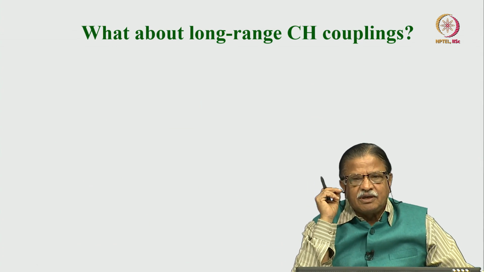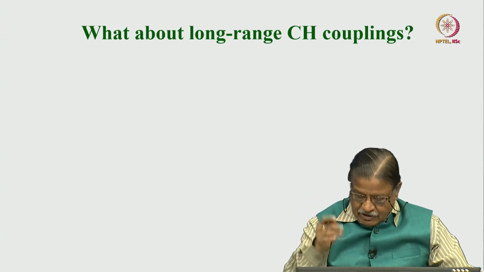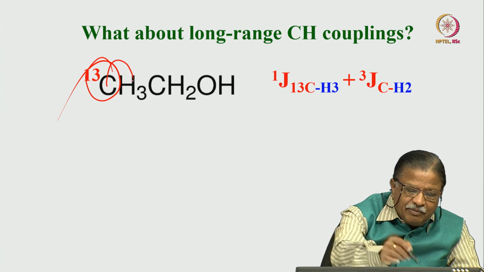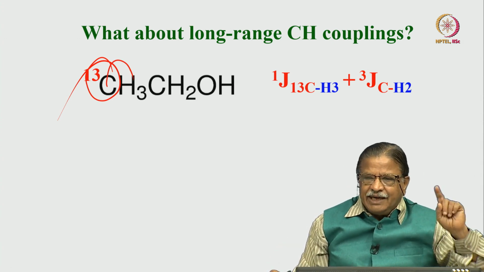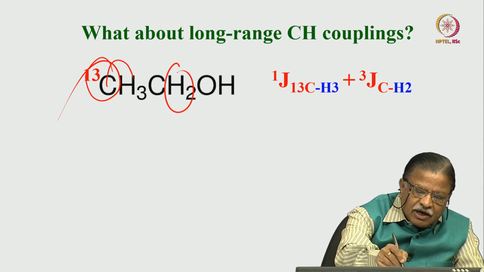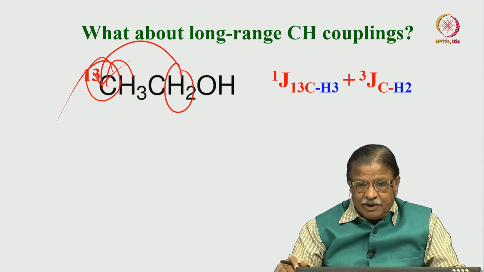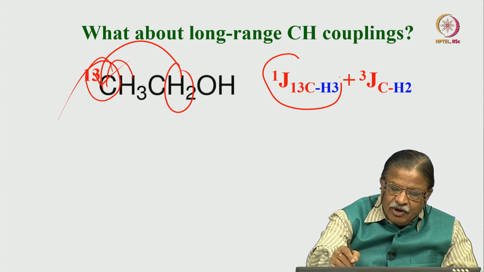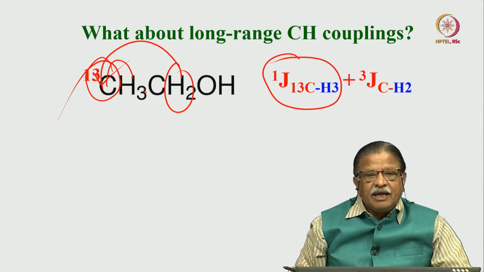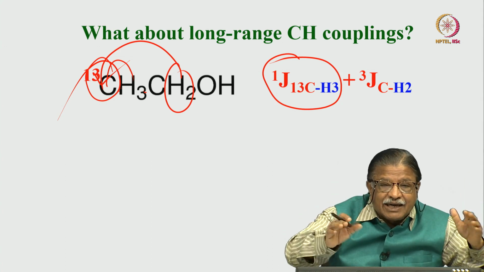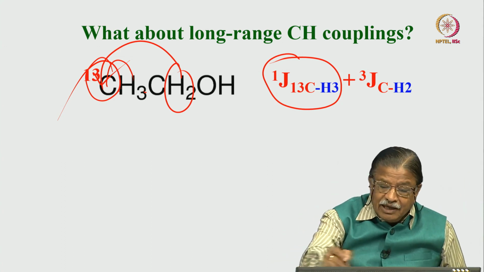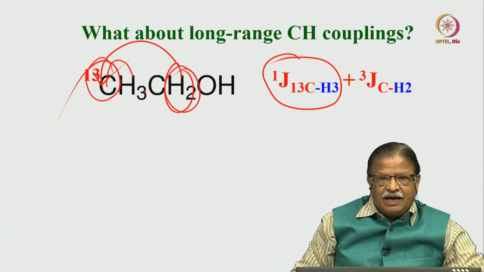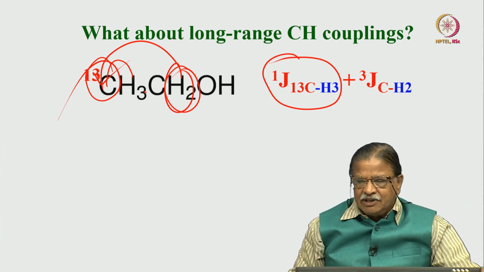Then you may ask me a question, what about long range carbon proton couplings? For example, you consider a situation like this. When I am looking at this carbon, I look for only one bond coupling with proton. Since I am not decoupling, what stops me from saying this proton can also couple to this carbon? It is possible, it will couple. So, in reality, you will have the spectrum, one bond coupling of this carbon, these 3 protons will give you a quartet. But at the same time, these 2 equivalent CH2 protons will split each line of the quartet into a triplet. Remember, we understood the multiplicity pattern earlier.